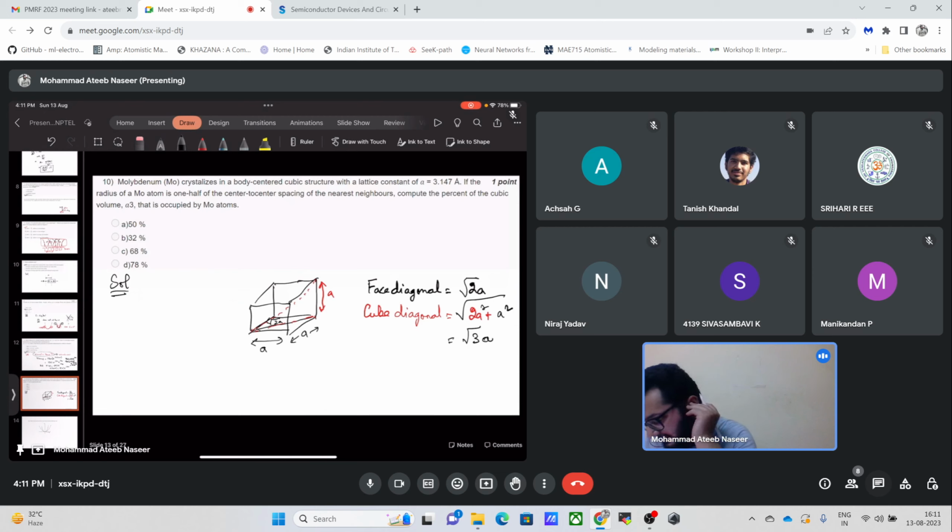Now we have been told that since this is a body-centered cell, if we consider these Mo atoms which are lying, let me draw it in another color. Let me rub this first.